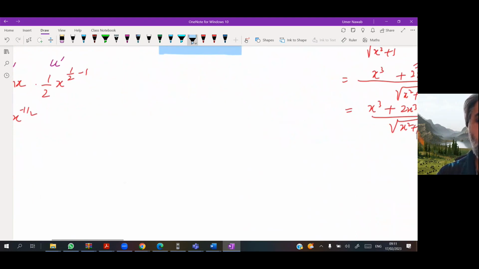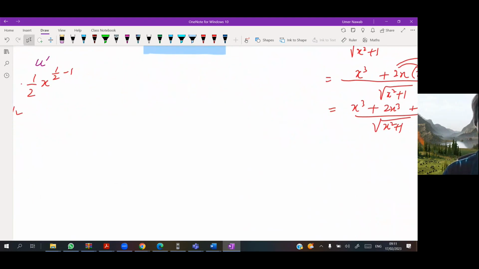The D part done, then I'm going to go to the E part. E part is y is equal to x squared times (2x plus 5) to the power 7. Apply the product rule.